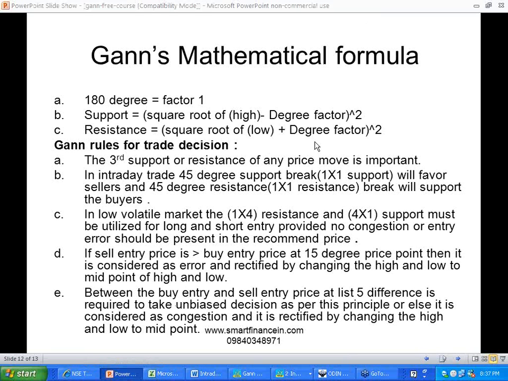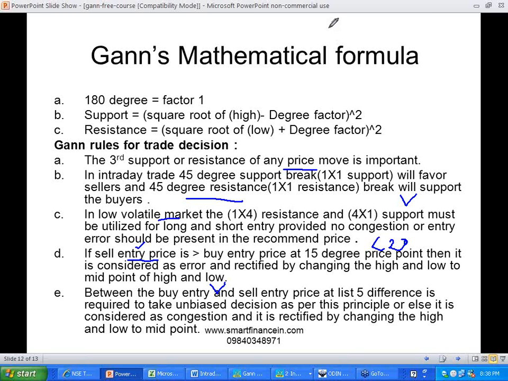The third level of support and resistance is important for you, and you will be entering the trade at this. The 45 degree angle is more important. Breakouts you have to look at very carefully. In a low volatile market, when the volatility is less than 20, the 4/1 and 1/4 angles are important. You have to find entry errors and identify congestion. Entry error means the sell entry is higher than the buy entry. Congestion means there is not sufficient difference between the buy and sell entry.